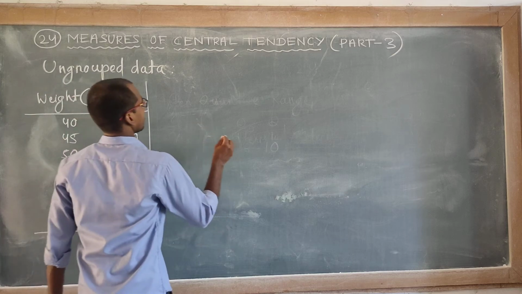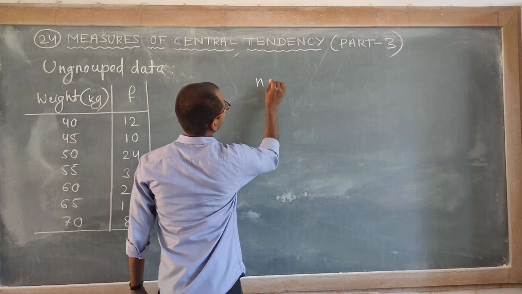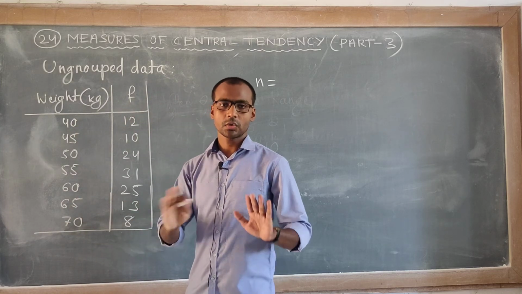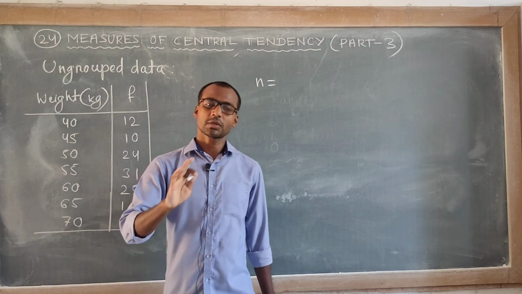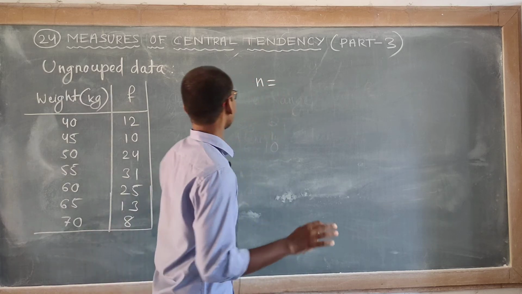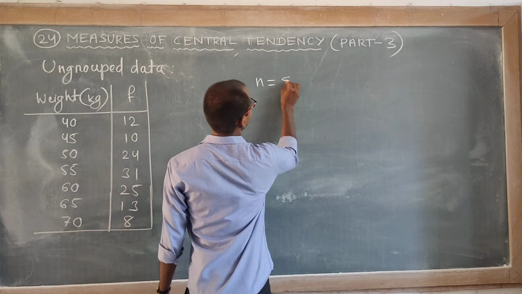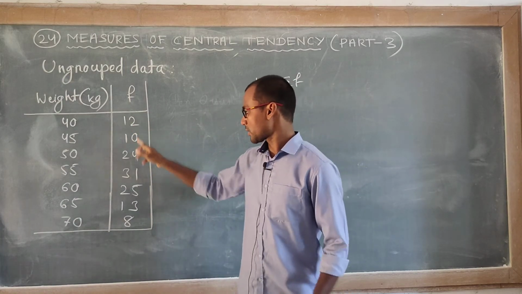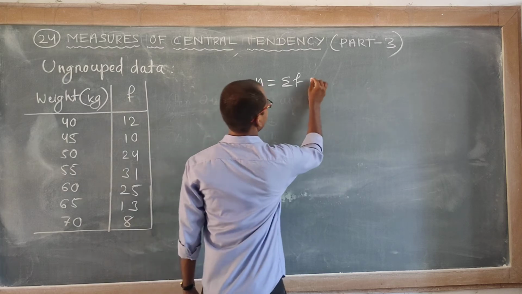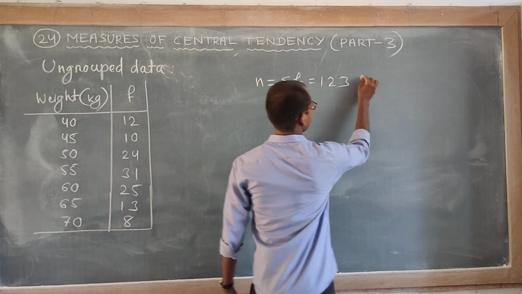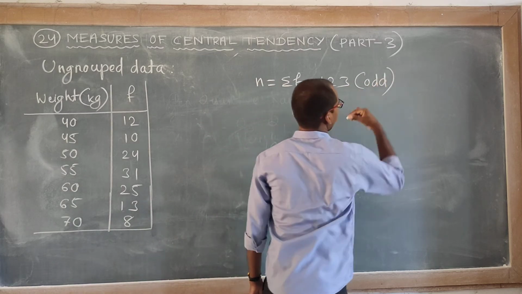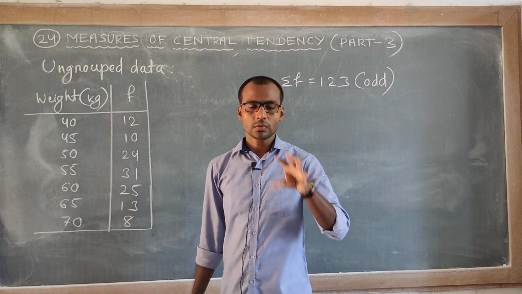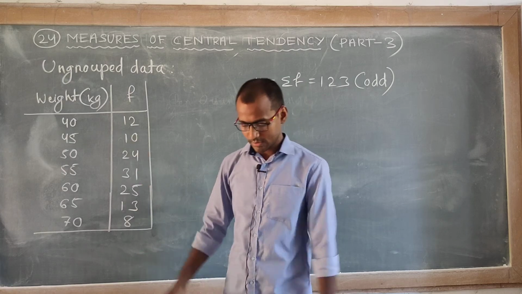Ready? So first go for n. The data is already arranged in ascending order, as you can see, so no need to arrange again. Tabulated means it will be arranged. So n is equal to sigma f, the sum of all the frequencies. If you add all the frequencies, you will get 123, which is odd. So to find the median, lower quartile and upper quartile, you have to use the formula for odd.